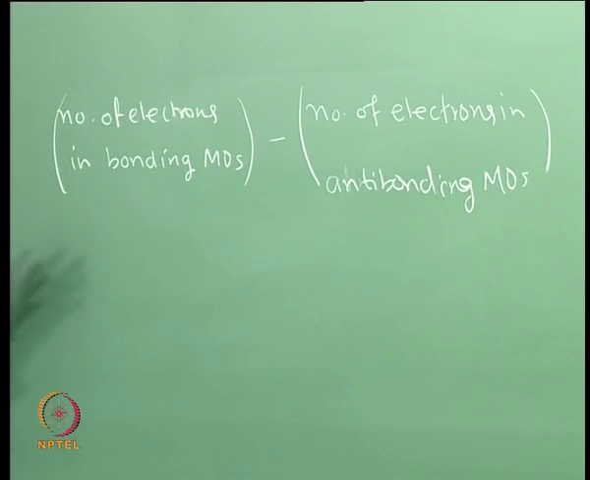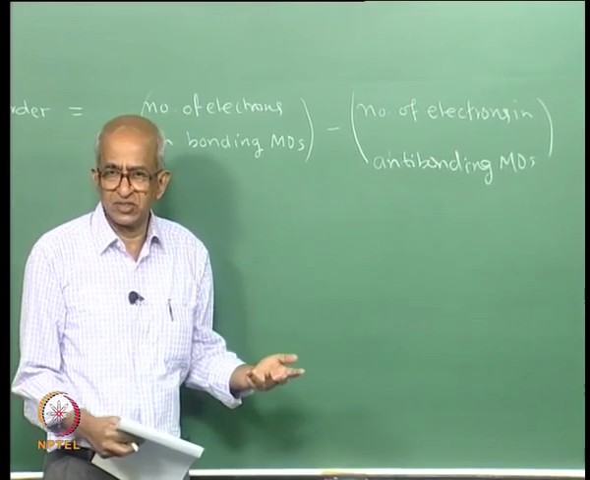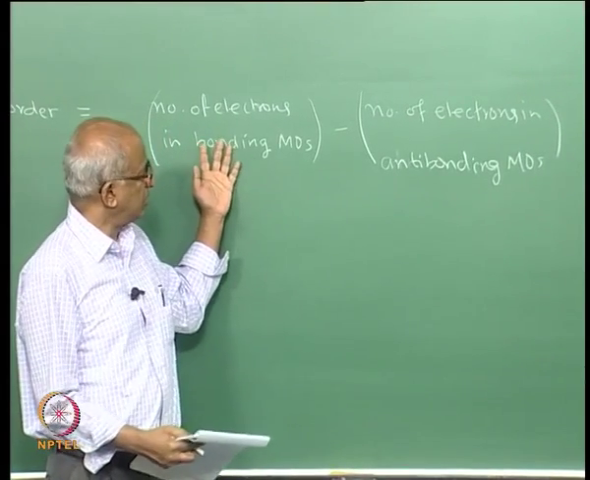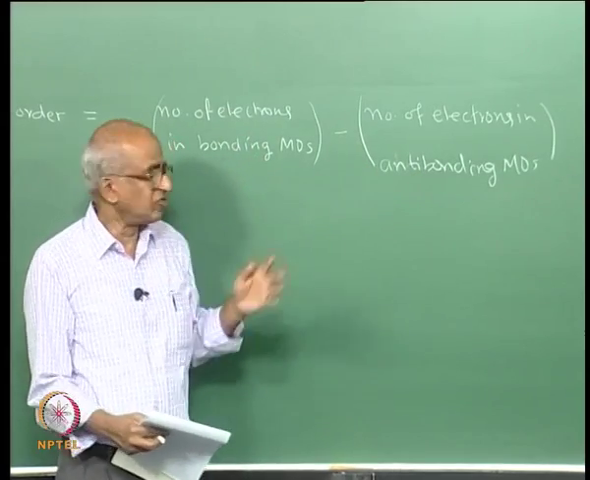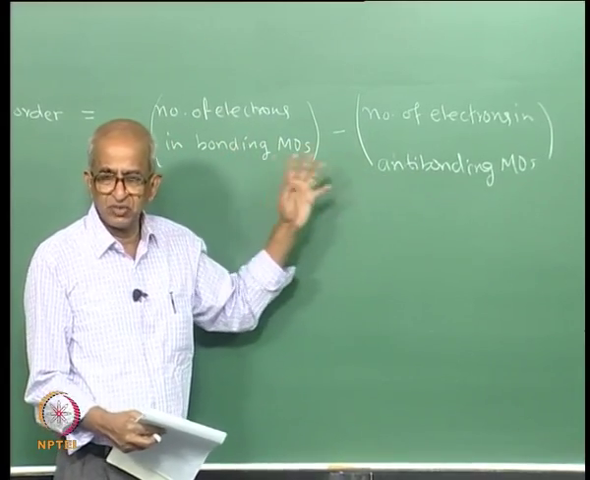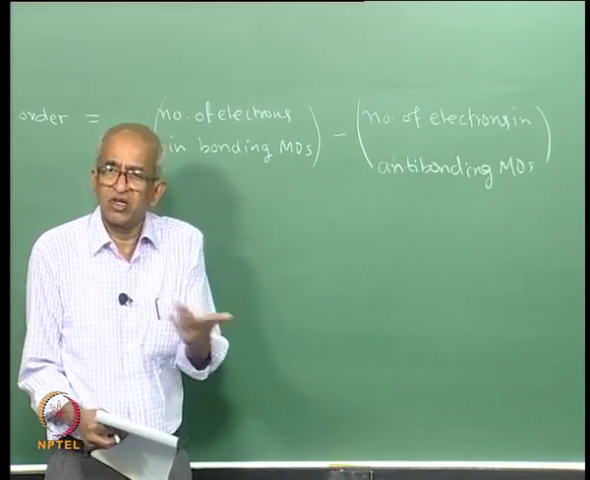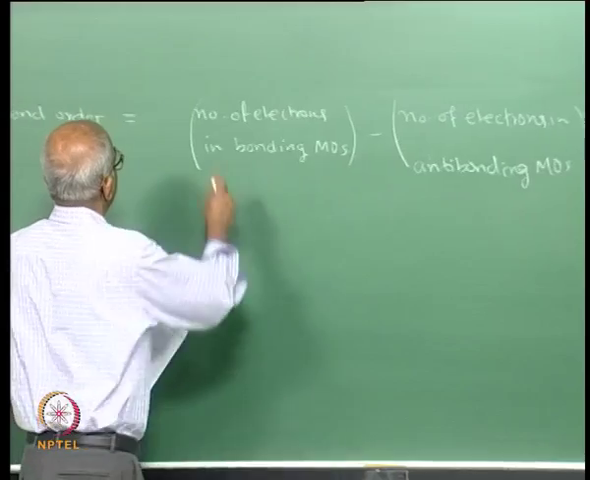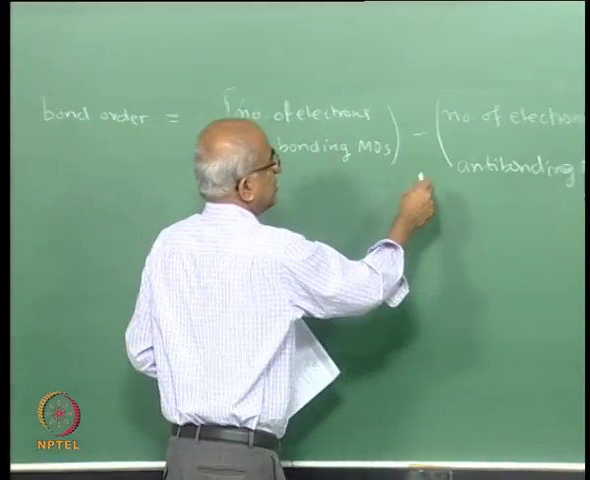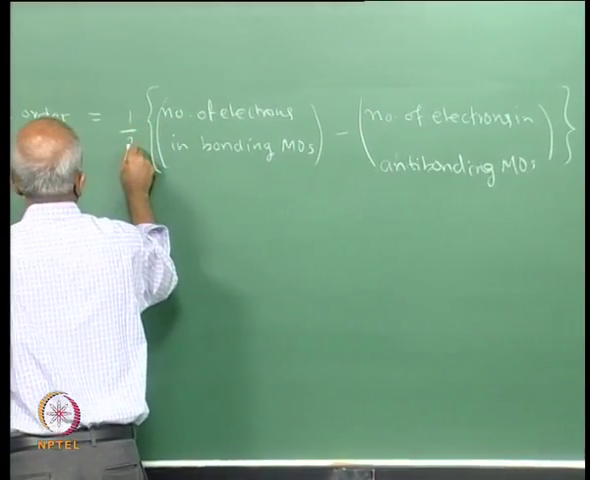If you add electrons to bonding molecular orbitals, that will stabilize the system, while if you add electrons to antibonding molecular orbitals, it will destabilize the system. So, these cause stability, these cause instability, and therefore, the net stableness will be obtained if you take the difference between these two. And then of course, if I added 2 electrons to a bonding molecular orbital, that will give me 1 bond. Every 2 electrons give me 1 bond, and therefore, I will take this difference and divide it by 2, and that is the definition of bond order.